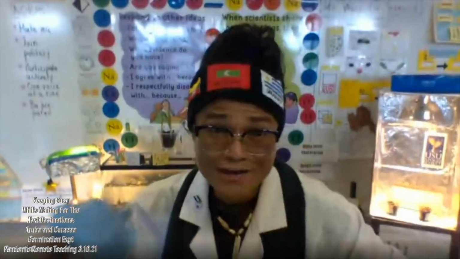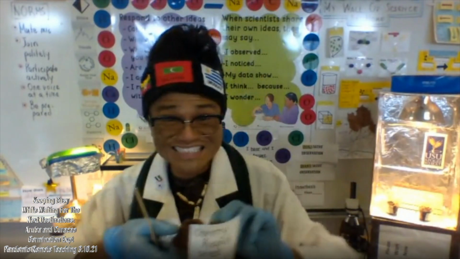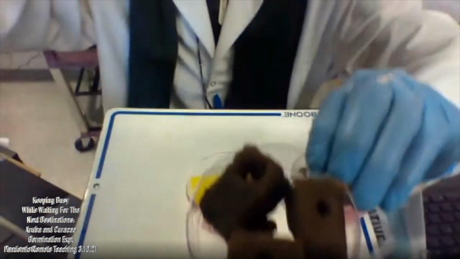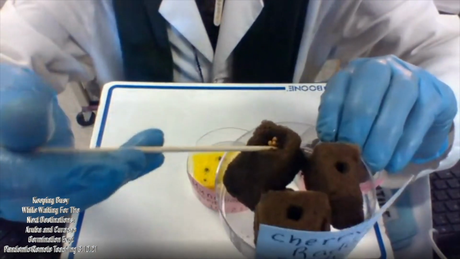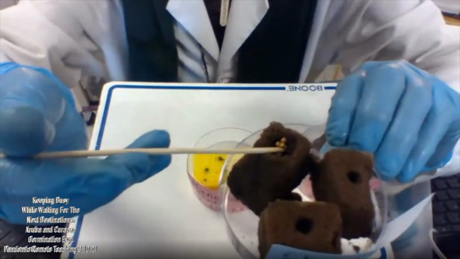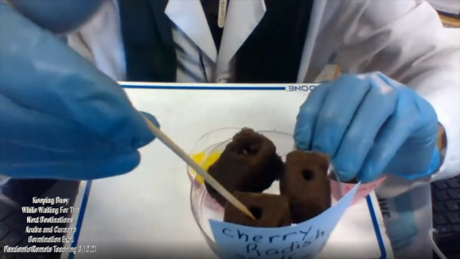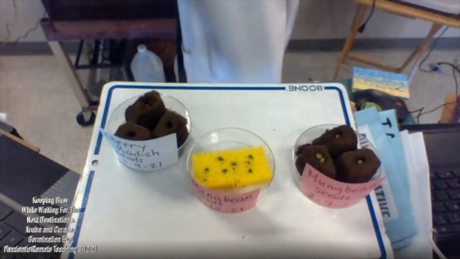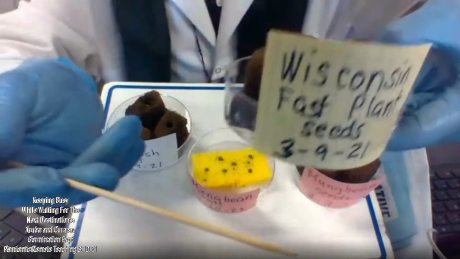Okay, so the other one that I have, how about the radish? Do you see a difference on the radish seeds? This is the radish. Are they growing? Are they bigger than yesterday? I remember the radish is a smaller seed. That's a radish. This is also radish, and that's also radish. All right, and then this is the Wisconsin fast plants.